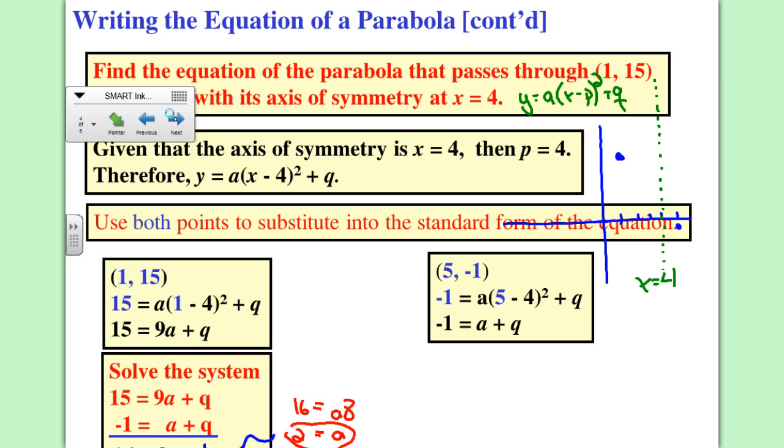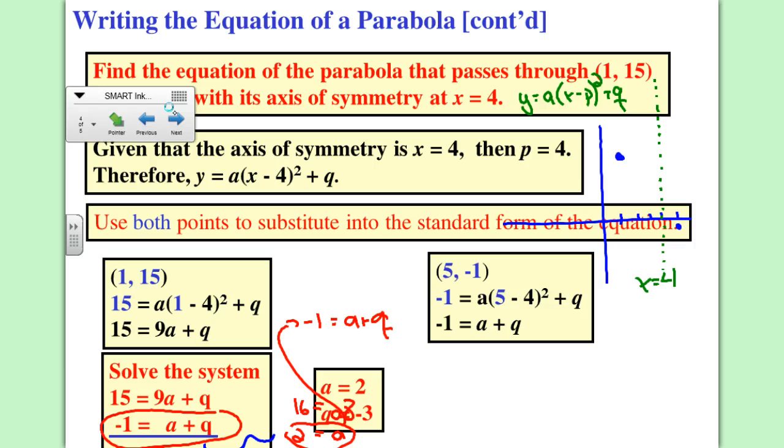You go back, and if a is 2, you find out by subbing into the other equation what q was, and you might say, well, how do I know that? Well, you got to pick one of those equations to go back in there and solve. If you pick this equation, I didn't show the work, and you plug in your a value of 2: minus 1 equals a plus q. If a is 2, minus 1 equals 2 plus q, then q is equal to minus 3.